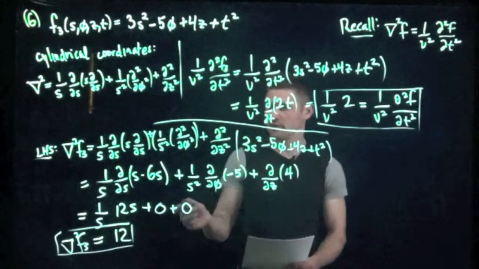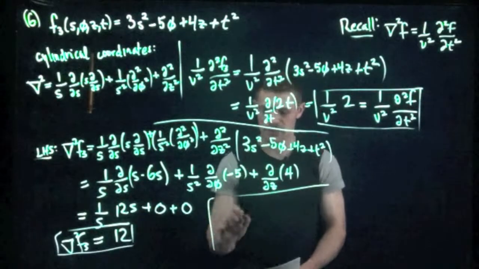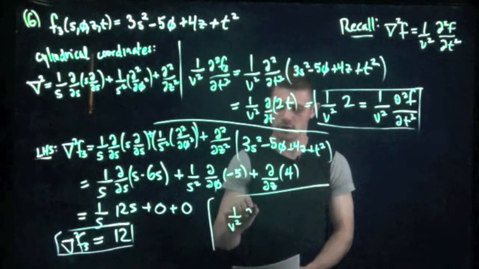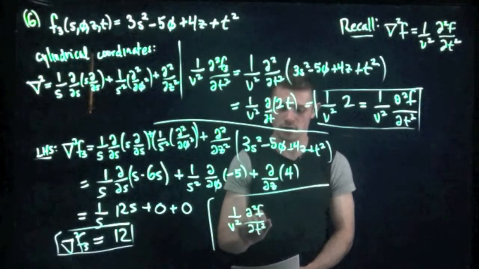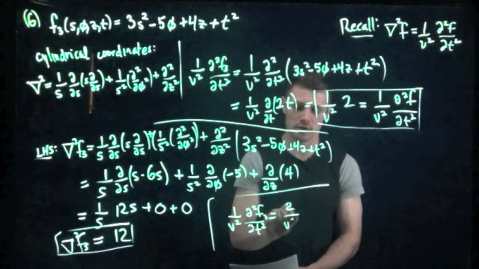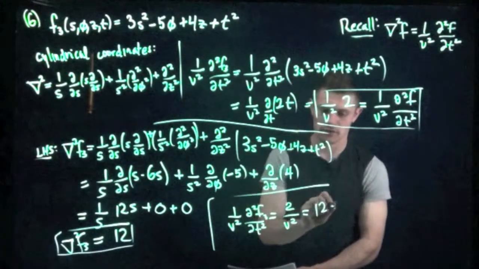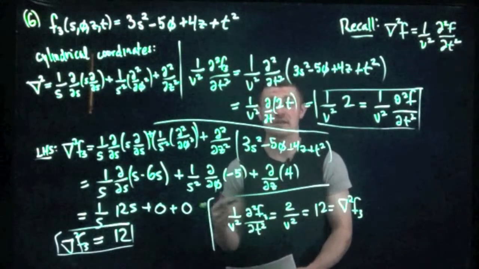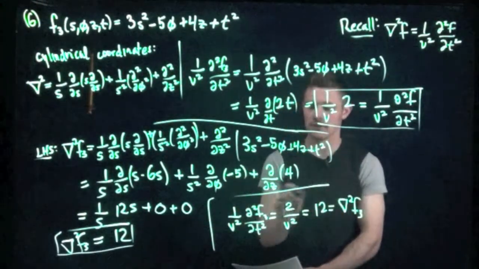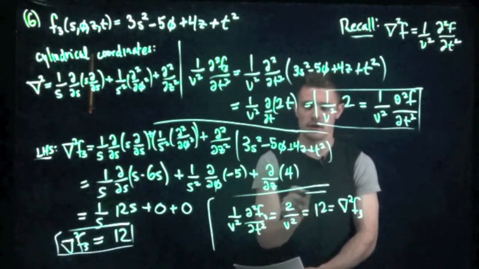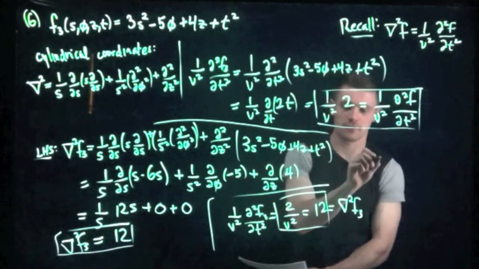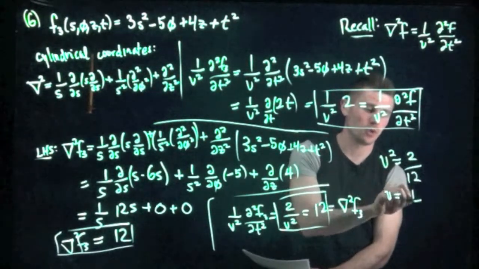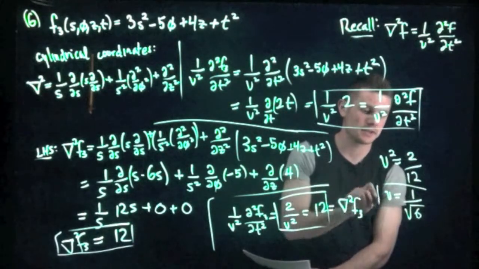Okay, so now if we equate the left-hand side and the right-hand side, we will see that we get (1/v²)(∂²f3/∂t²), the third function, equal to 2 over v squared, is equal to 12, which is equal to the Laplacian of f3. And so we see that f3 does satisfy the wave equation, given that we can start with the left-hand side and end up with the right-hand side. So by solving for v, we get v squared is equal to 2 over 12, and v is equal to 1 over the square root of 6.